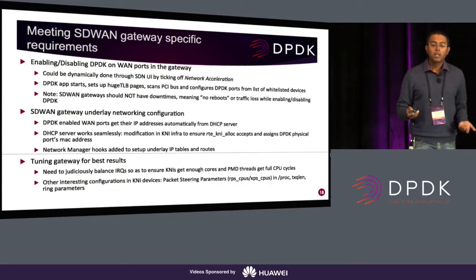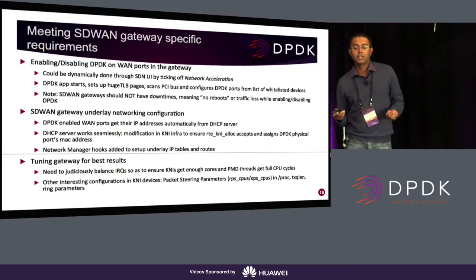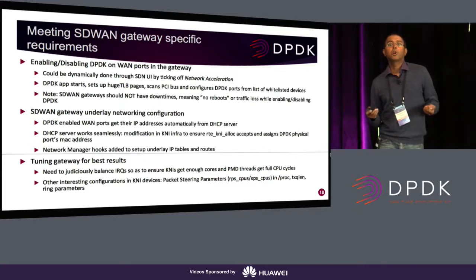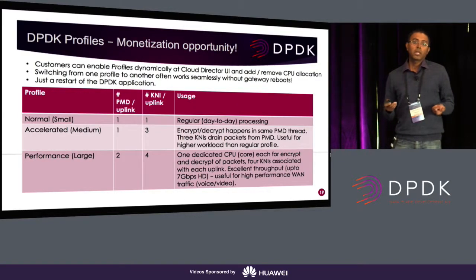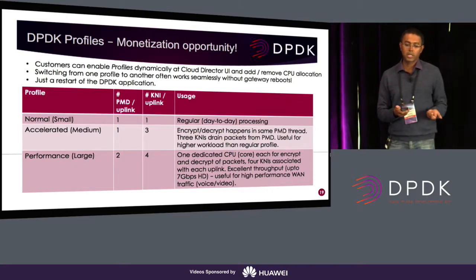So how do we do that? We have used DPDK's blacklisting and whitelisting abilities, and then we have modified DPDK to do the PCI scan on the fly. So all we need to do is to turn on network acceleration on the port, and then we can think about monetizing it. So look at how it can be done.